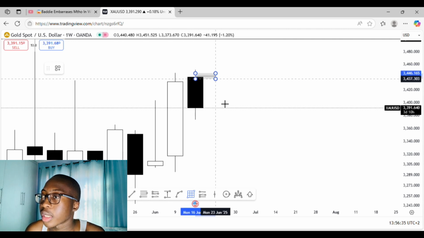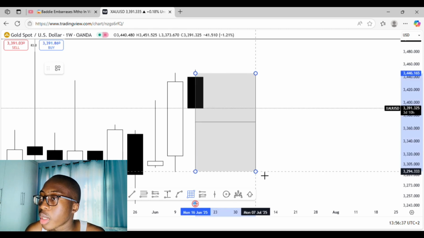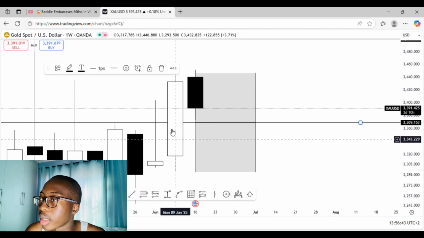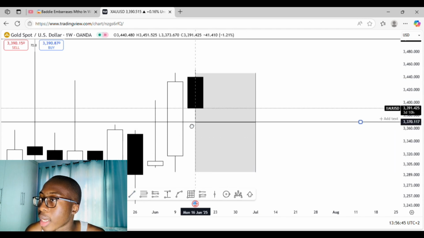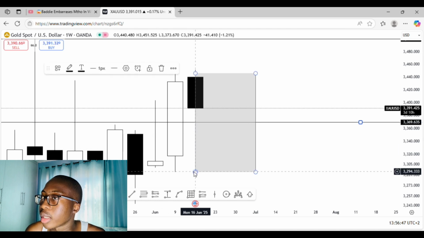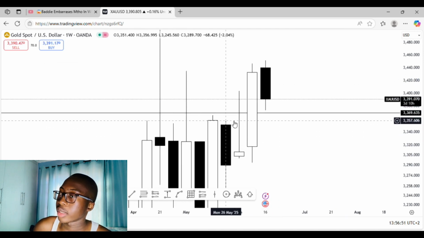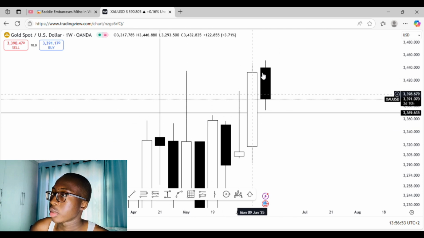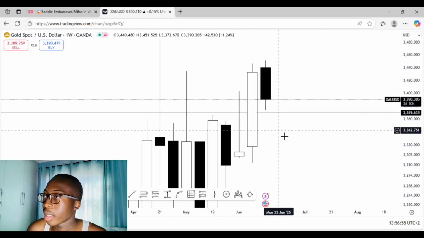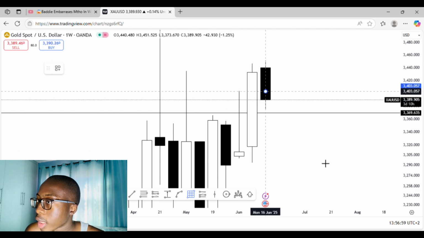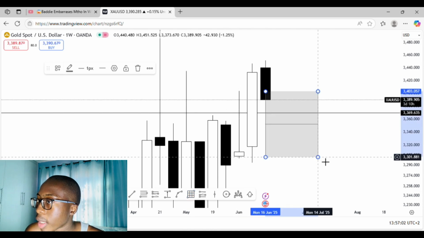Sorry about the noise, guys. As you can see, I'll have my zone in here, and I'll have my zone in there. Let me just put it nicely. Then delete this, so you can see now that we did break this point here, and then we came to retest, you understand? And then let me just apply more zones on the chart.